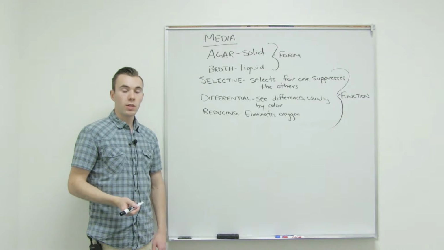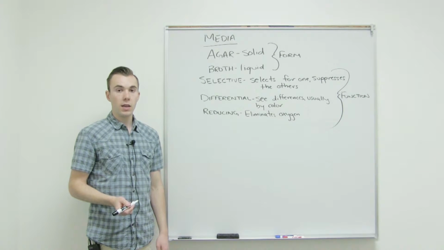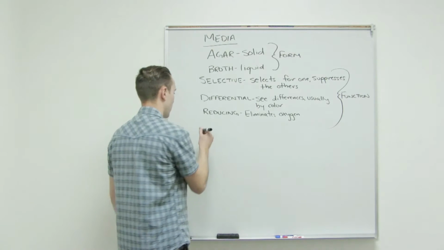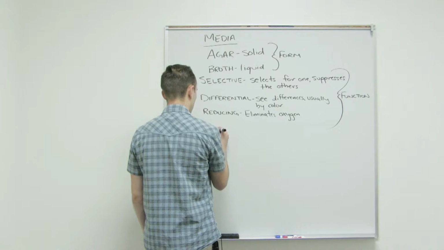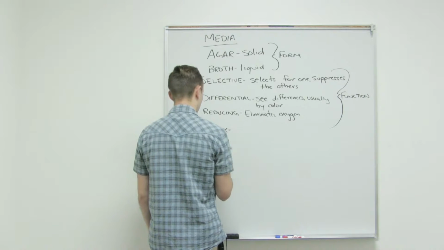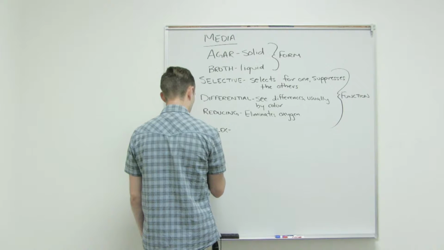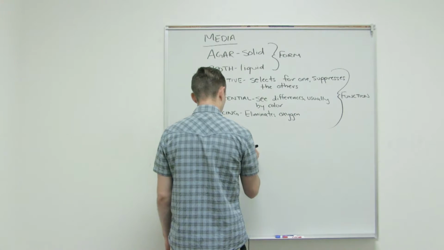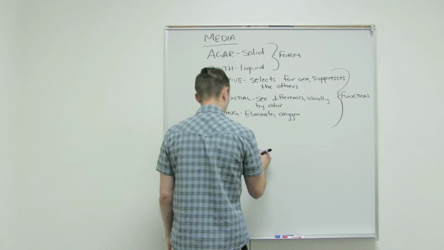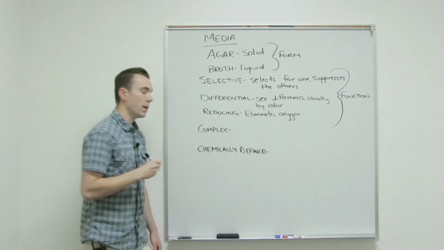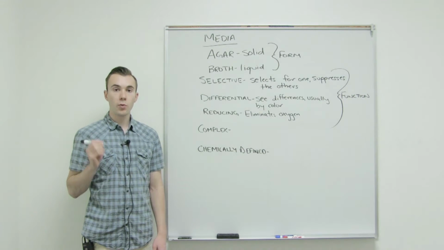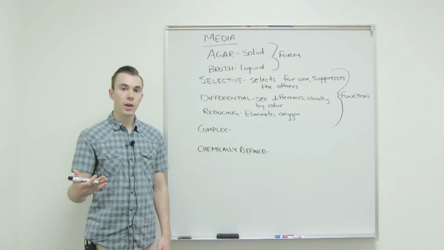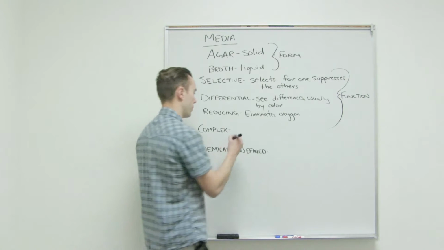The last aspect that I want to talk about are the ingredients. Ingredients in a media can either be complex or chemically defined. In a complex media, the ingredients are very generalized. In other words, you could break them down further and be able to get more out of them.